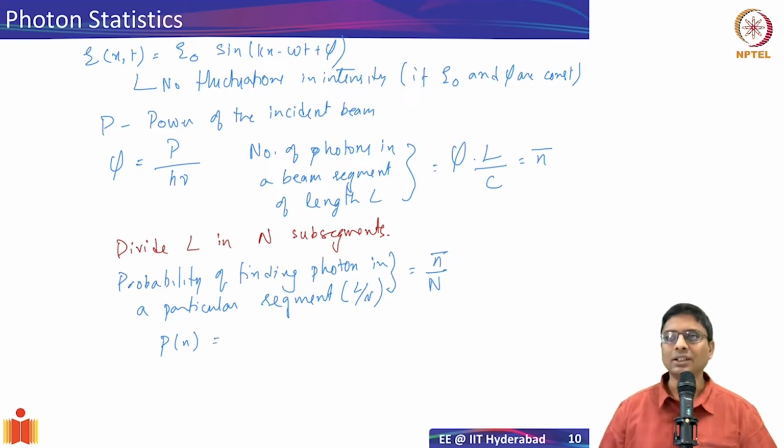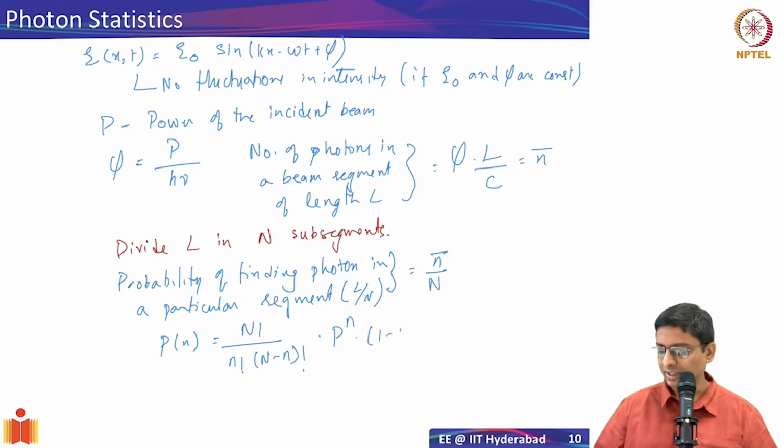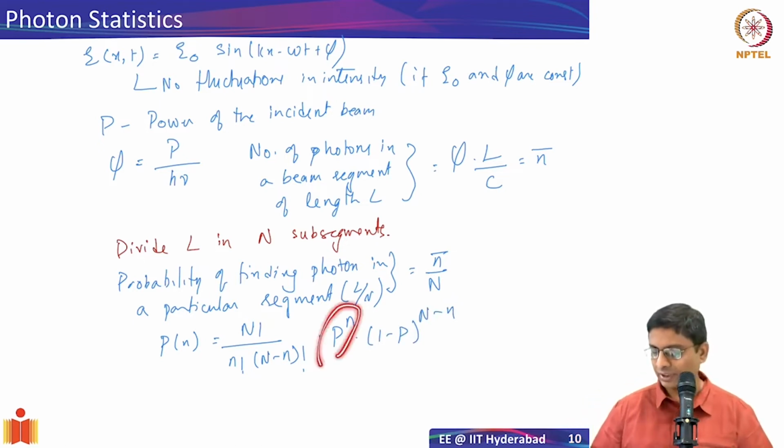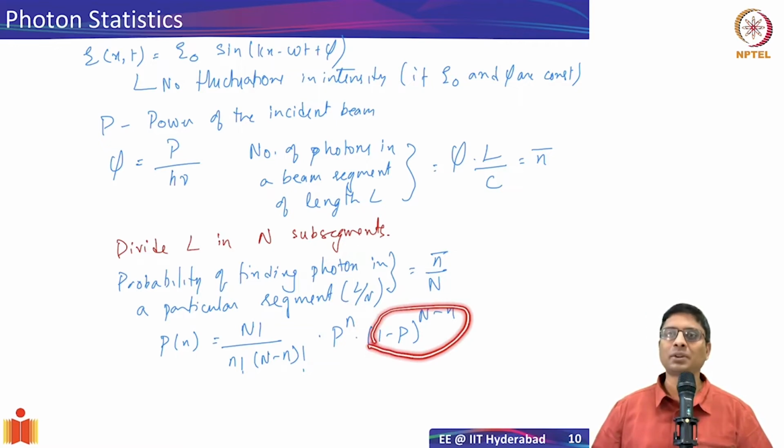That follows the binomial distribution. So you have capital N factorial divided by small n factorial times capital N minus small n factorial, into p to the power n, where p is the probability of finding a photon in a particular segment, times 1 minus p to the power capital N minus small n. This is the probability of finding n photons, and this is the probability of not finding them.